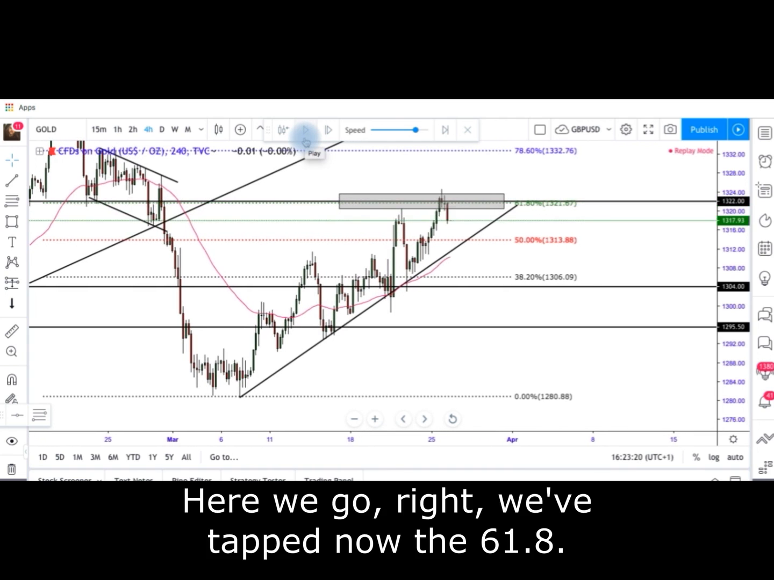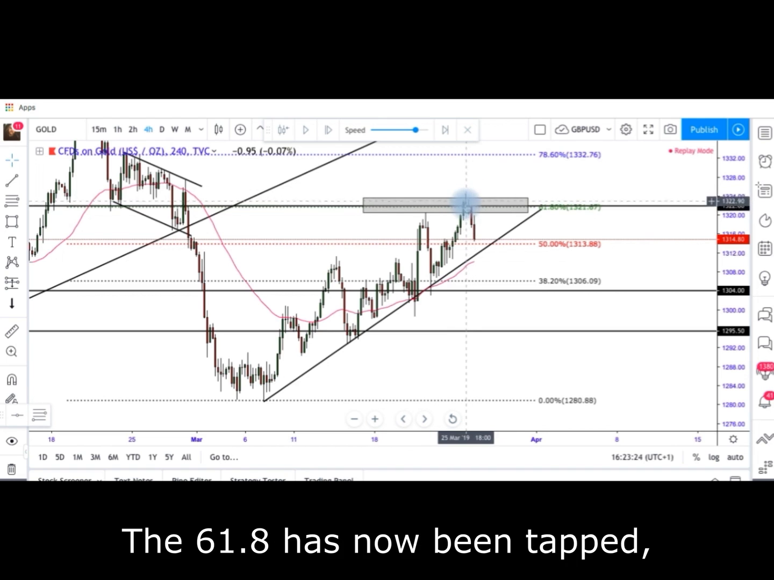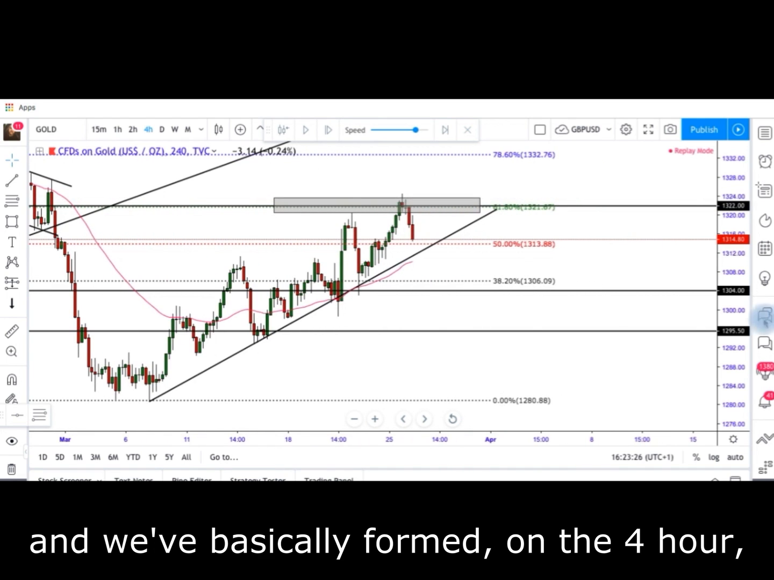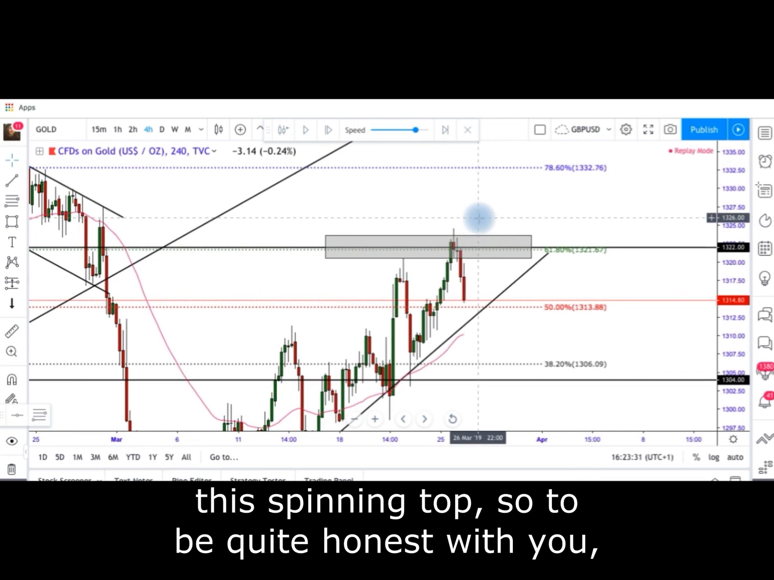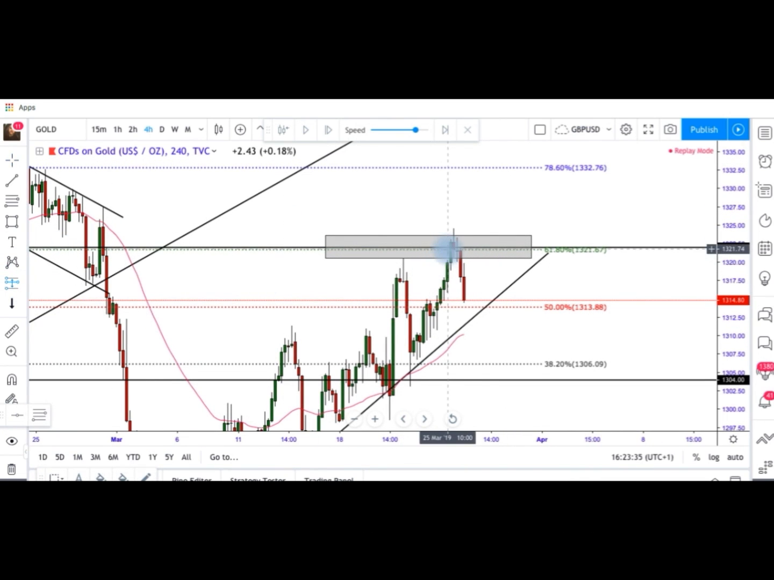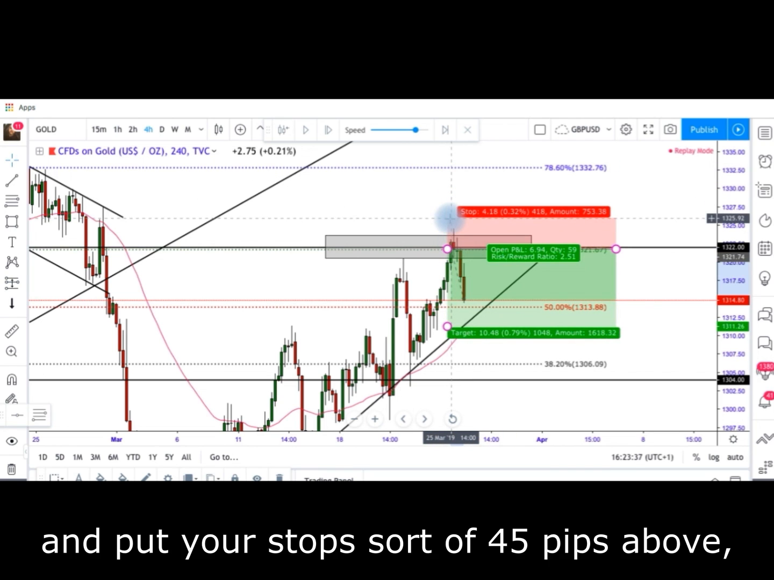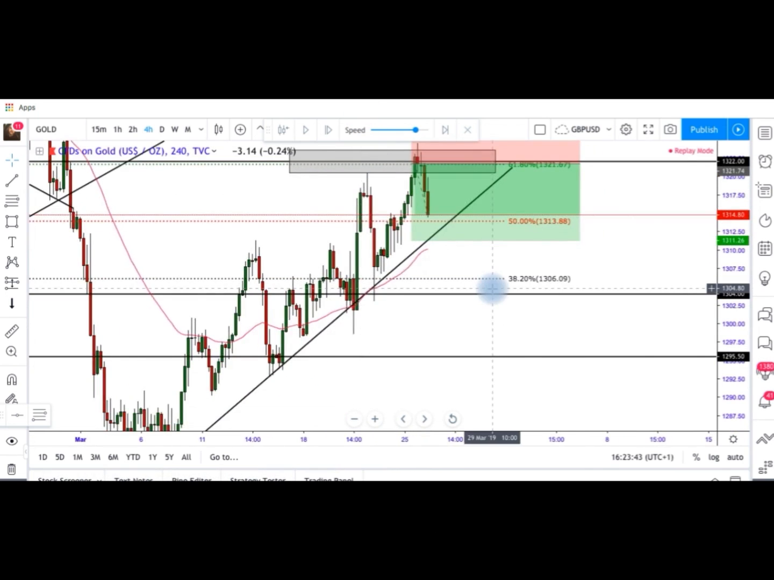Here we go. Right, we've tapped now the 61.8. The 61.8 has now been tapped, and we've basically formed on the 4 hour this spinning top. So to be quite honest with you, you probably could have just come straight off this spinning top here and put your stops sort of 45 pips above, something like that.